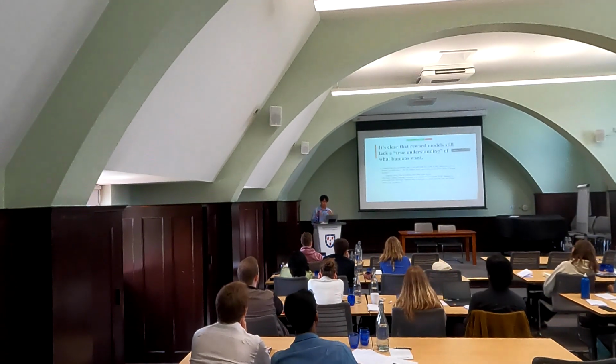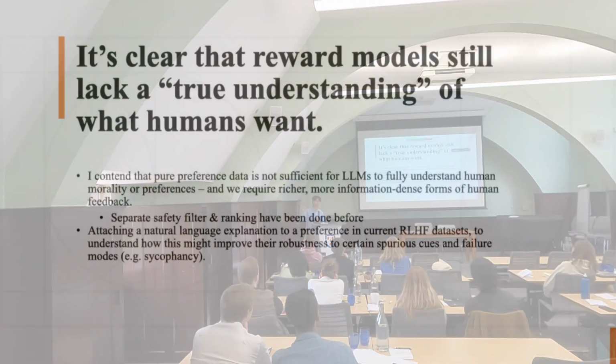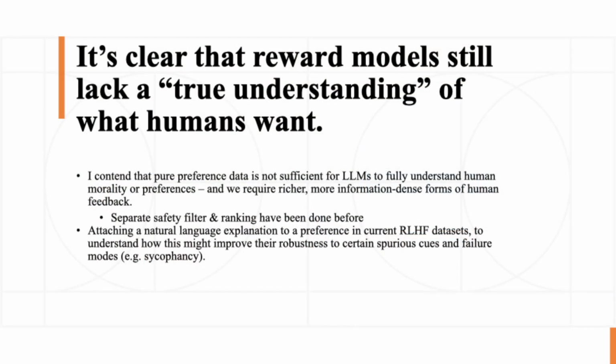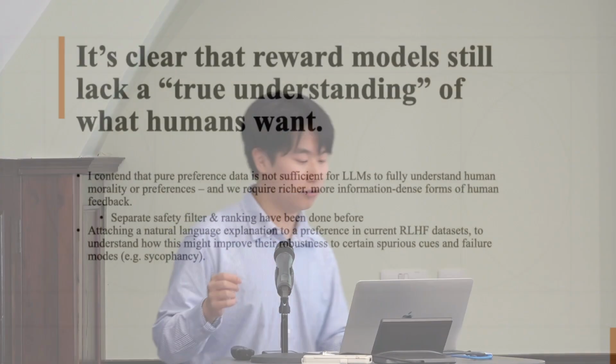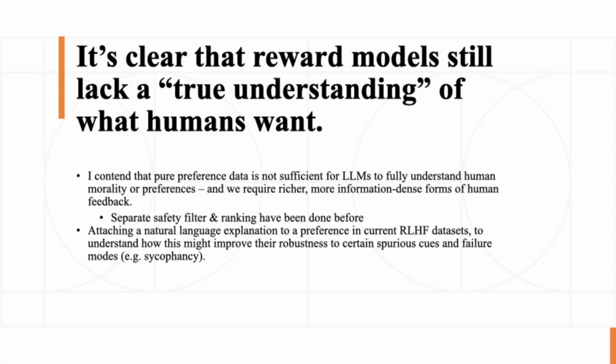And it's pretty clear, at least to me, that reward models lack this true understanding of what humans would want. And I contend that a lot of the reason why is because pure preference data isn't sufficient for LLMs to fully understand human morality or preferences. They require richer, more information-dense forms of human feedback. And this has actually been done before.